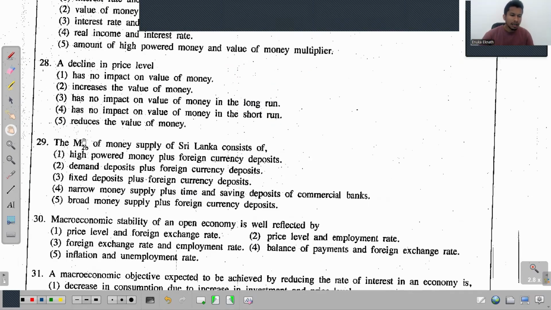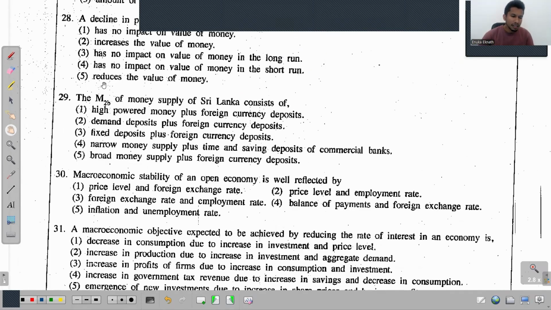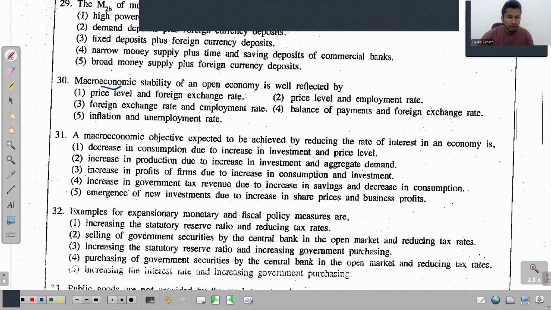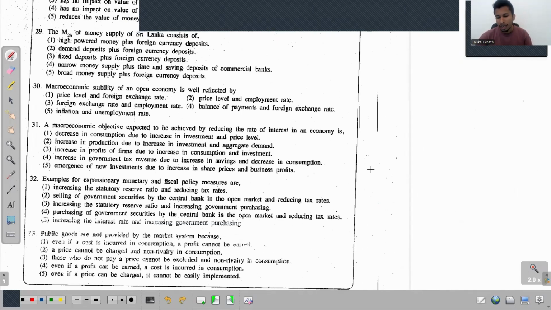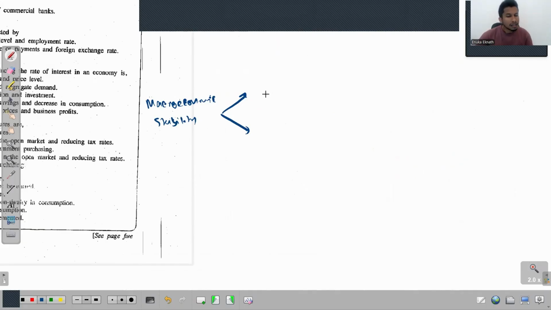Right, now look at this 30th question. In the 30th question, it says, macroeconomic stability of an economy is well reflected by. Okay, what is macroeconomic stability in an economy? Let me write it here. Macroeconomic stability comes when these two are achieved.